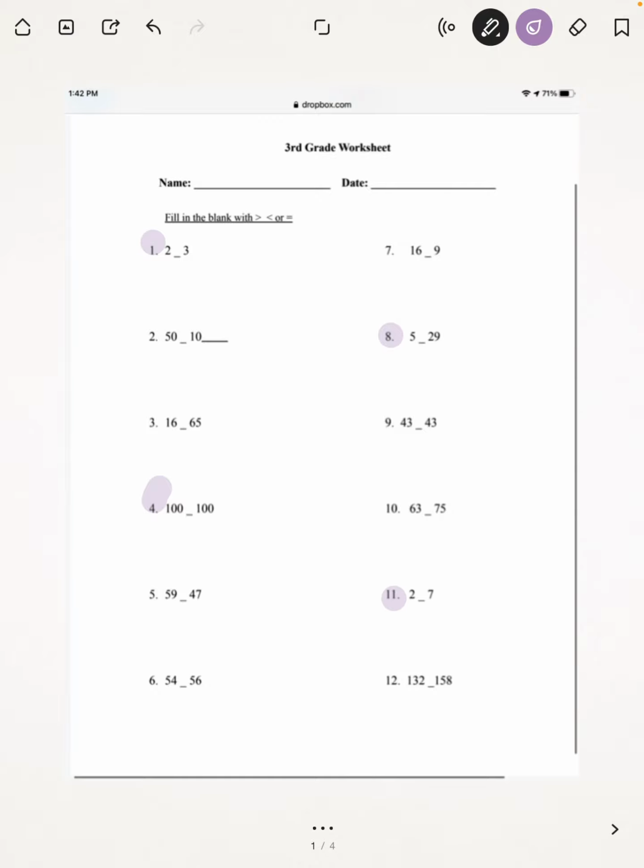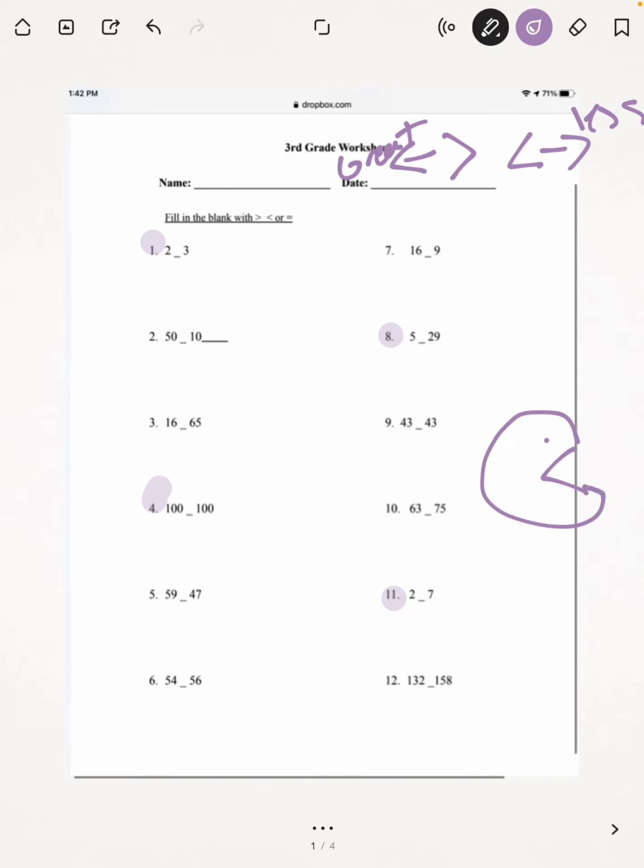148. Fill in the blank with greater than, less than, or equal to. Greater than means that if it's like this, the number on the left is going to be greater. And if it's like this, that means this number is going to be less. Basically, just think of this as a mouth. Pretend it's Pac-Man, and Pac-Man wants to eat the bigger numbers.